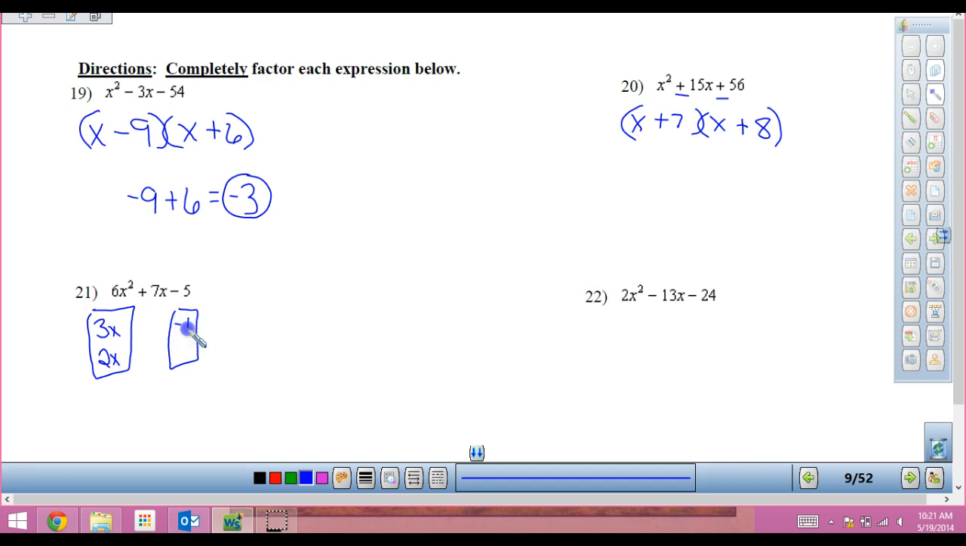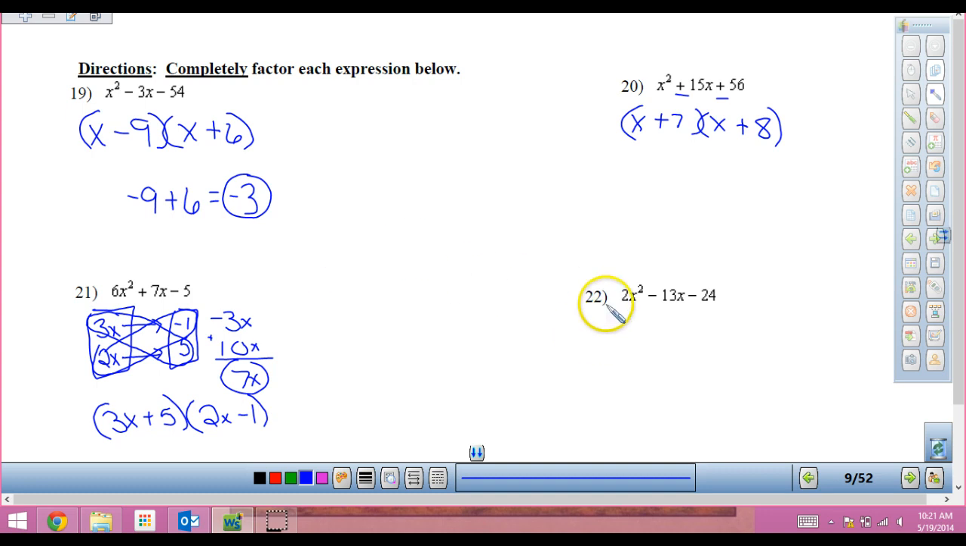Okay, if we go negative 1 and positive 5, now remember we have to multiply across, so we get negative 3x. And if we multiply across here, we get 10x. If we add those together, that gives us our 7x, and that's what we want in the middle. So we leave that. Now, when we want to write our factors, we have to go diagonally. So we've got 3x plus 5 is one factor, and our other factor diagonally is going to be 2x minus 1.